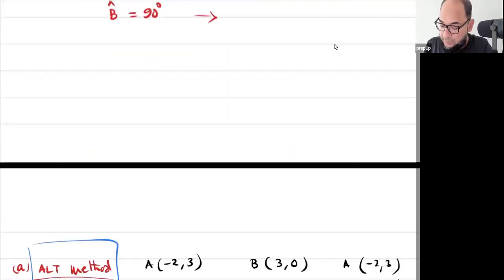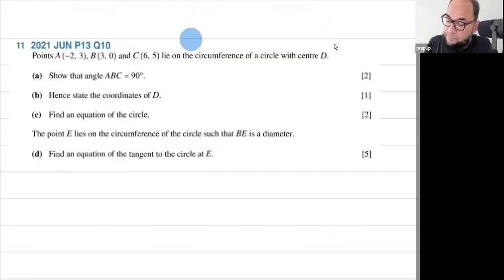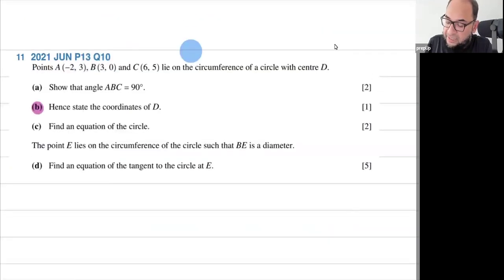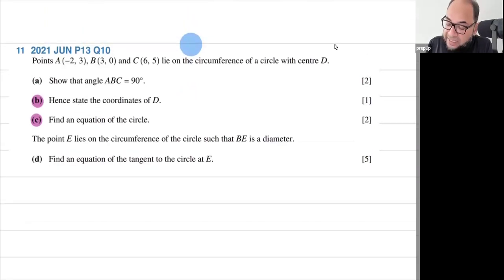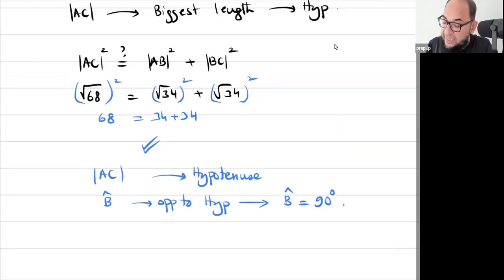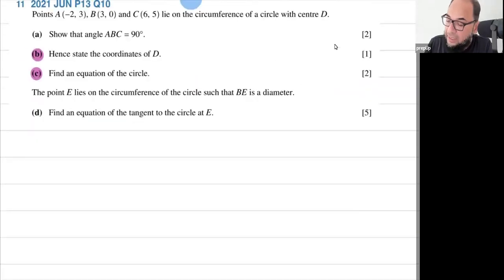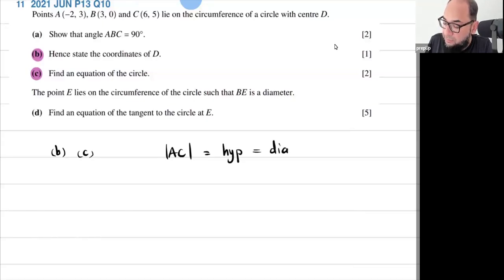Find the equation. So now over here, we are interested in this. We were needing the length anyway. So AC is root 68. So first of all, parts B and C combined, AC is the hypotenuse, this is the diameter. So the length of the diameter is root 68 units.